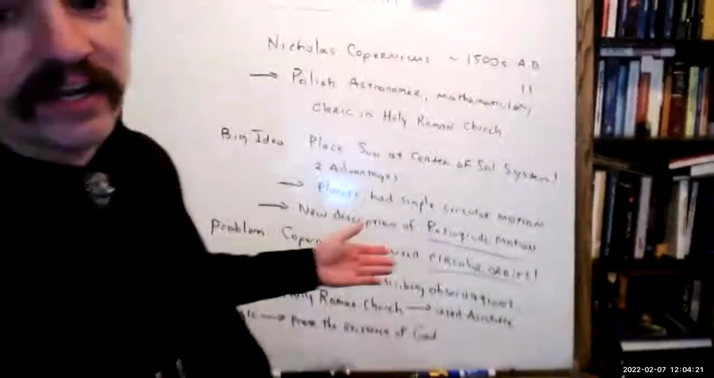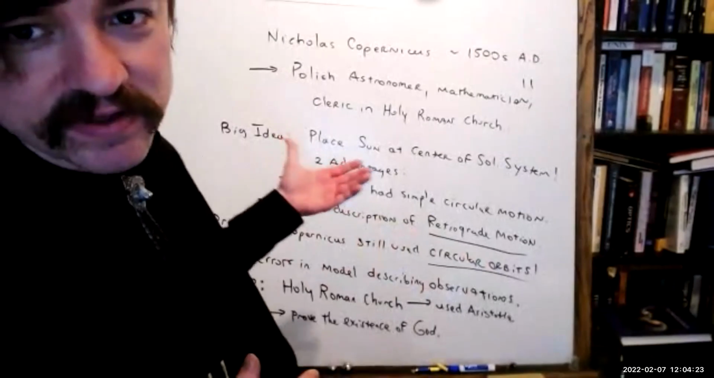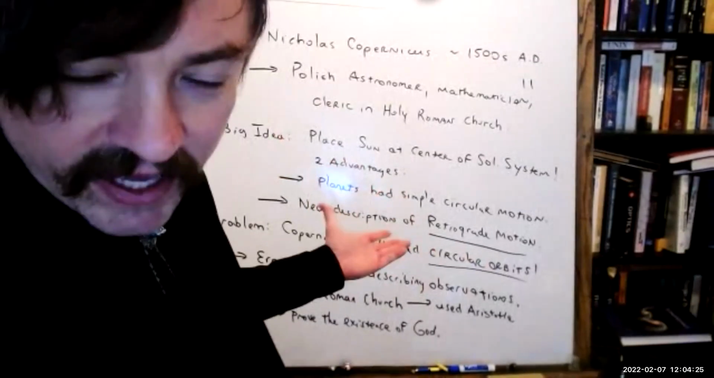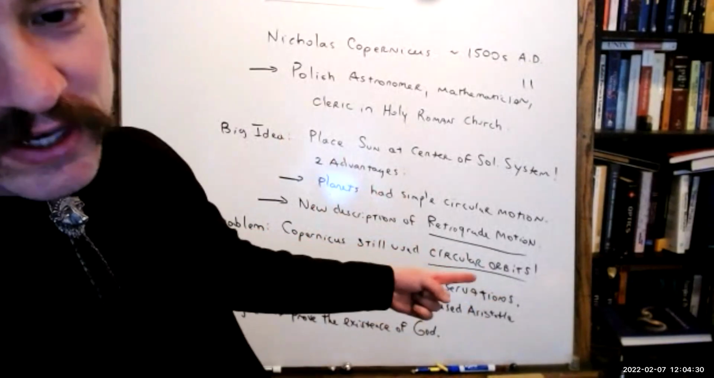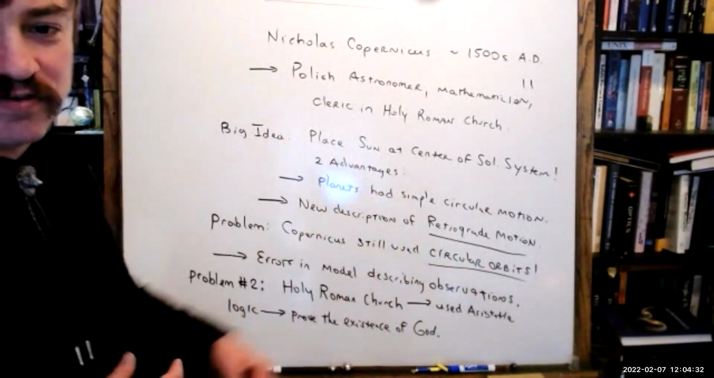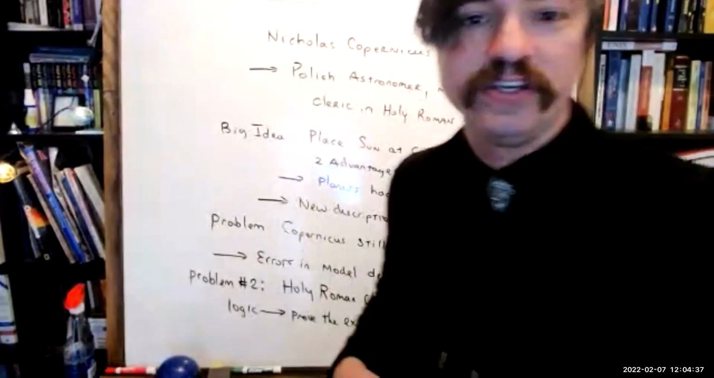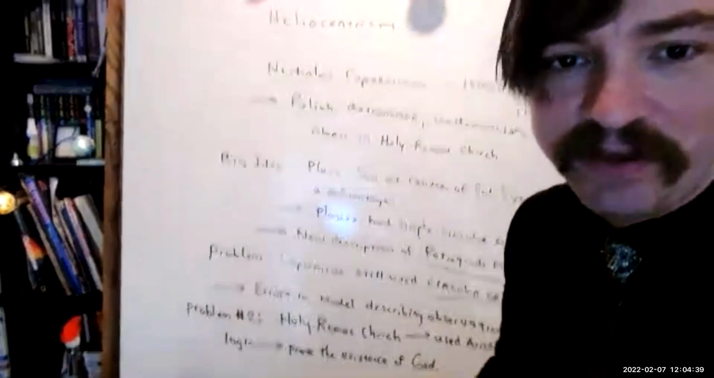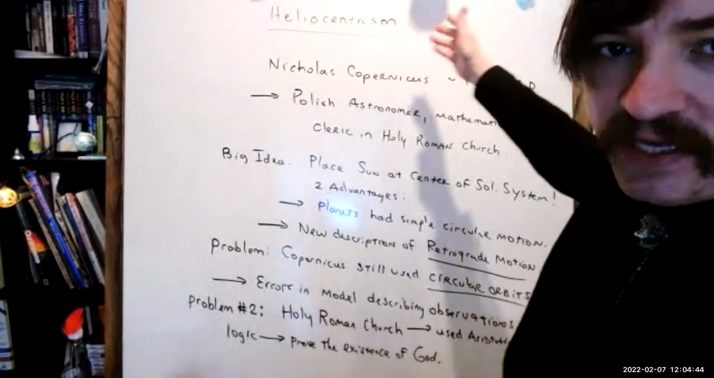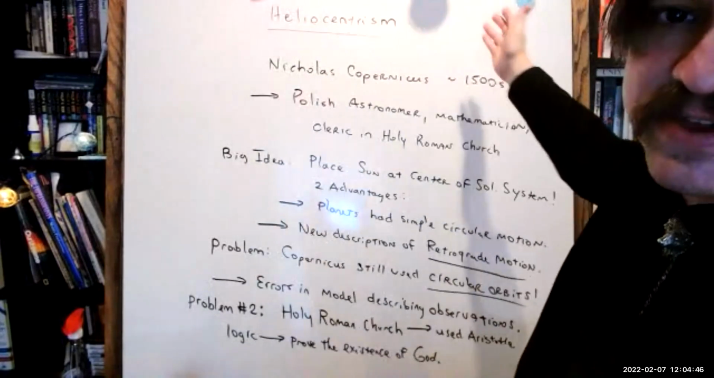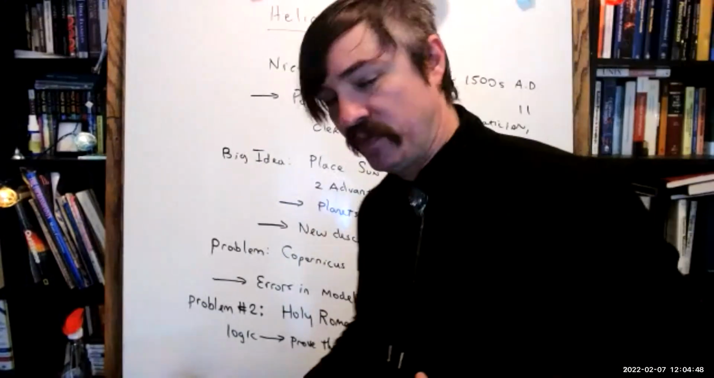Because he had a new description of retrograde motion, and because it was a novel idea, people were thinking about it. But the problems where the circular orbits led to errors in the description of observations gave people room to doubt that he actually knew the correct interpretation of the universe. And thus began a great debate in Europe all throughout the Renaissance, heliocentrism versus geocentrism. Which model of the heavens was correct?